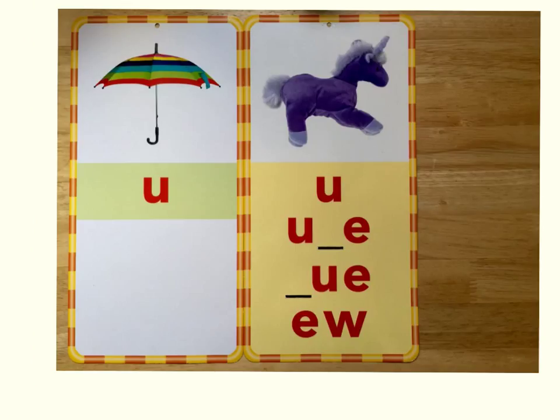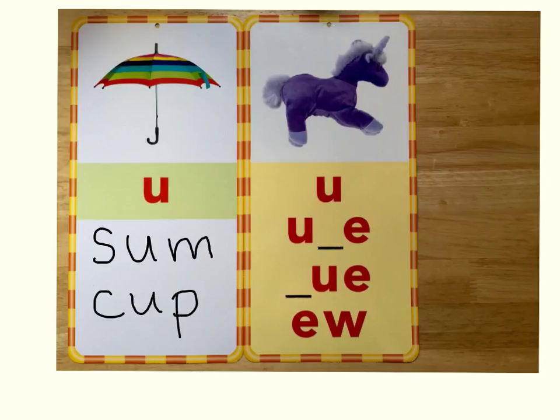The last vowel for us to look at is the letter U, which says uh like in umbrella and says oo like in unicorn. Some examples of our consonant-vowel-consonant words with U are some and cup. I don't see any other vowels there, so there must not be any other rules acting on it, so we're just going to say some, cup. Here's our long U spellings.